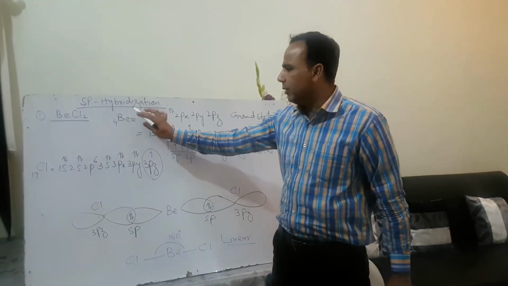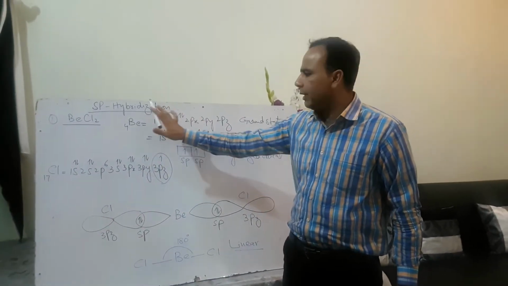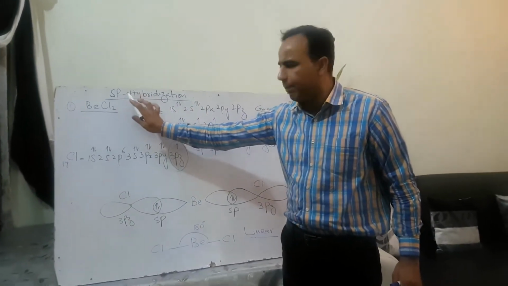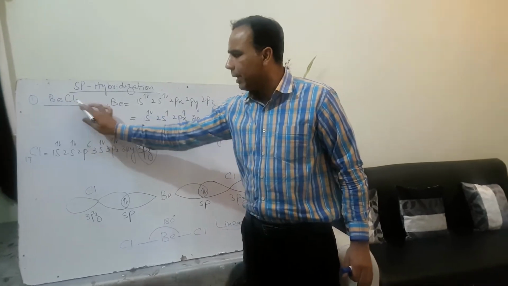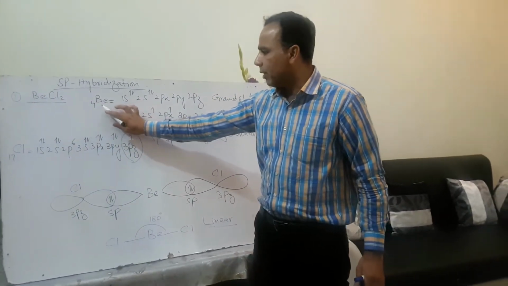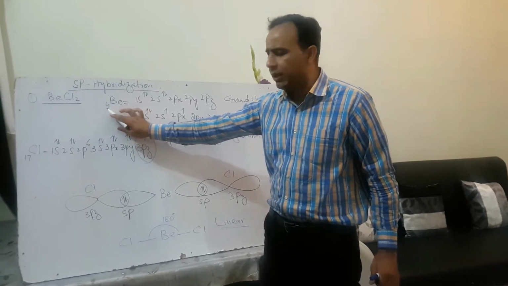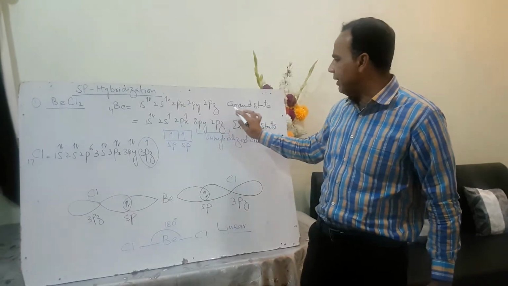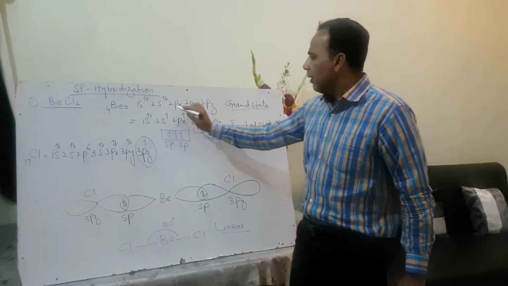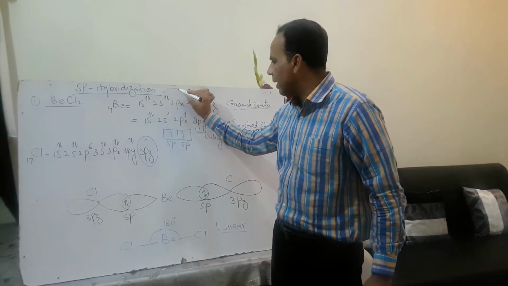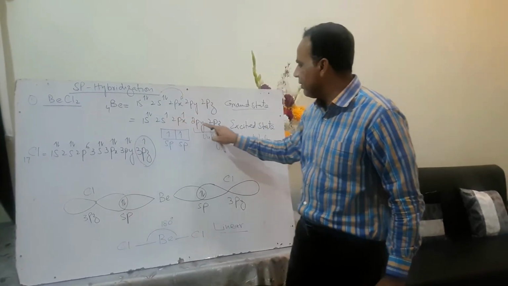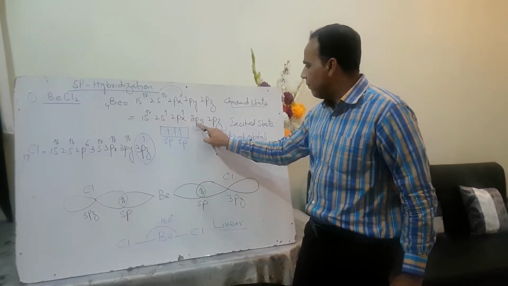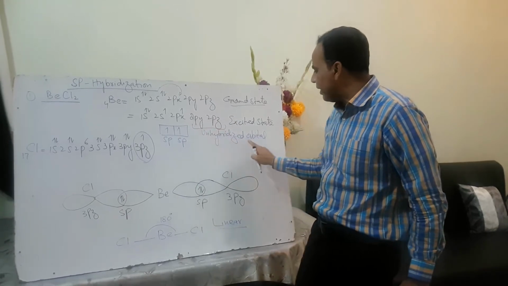My dear students, this is the third type of hybridization, that is sp hybridization, in which one s and one p orbital will be overlapped. First example is beryllium chloride. This is the electronic configuration of beryllium. Its atomic number is 4: 1s2, 2s2, and all the p orbitals are empty. This is the ground state, and when we promote one electron from the 2s orbital to the 2px orbital, this is called the excited state of beryllium. The 2py and 2pz orbitals are unhybridized orbitals.